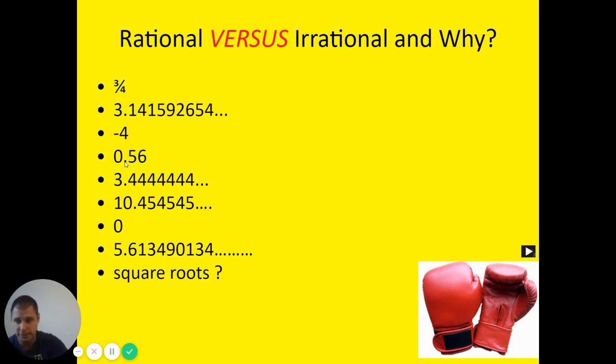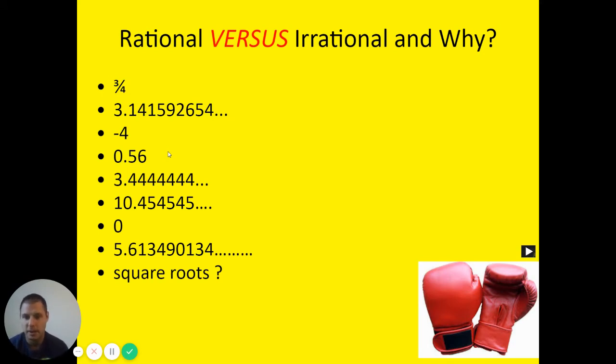Along those same lines, 0.56. That is rational because it terminates or stops. Any decimal that comes to an end at some point is rational. We could actually represent this number as a fraction as well. What it would actually be, you would do 56 over 100 and then reduce it. But maybe that's details you don't need right now, but certainly some good math insight.